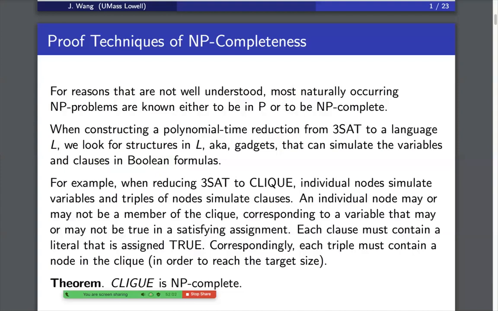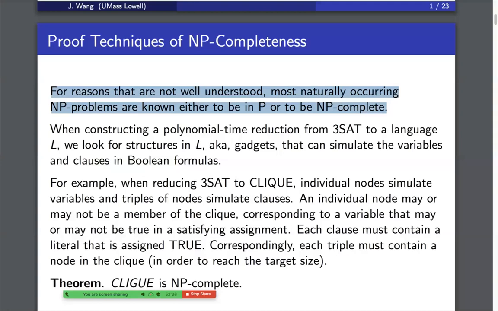Okay, so as I said, we're going to study more techniques to show some problems to be NP complete. And the study for this is just for the future, because of this, right? They are either in P or they are NP complete. So that means that if you ever are presented a problem and you are asked to come up with an efficient algorithm and then you fail, right?